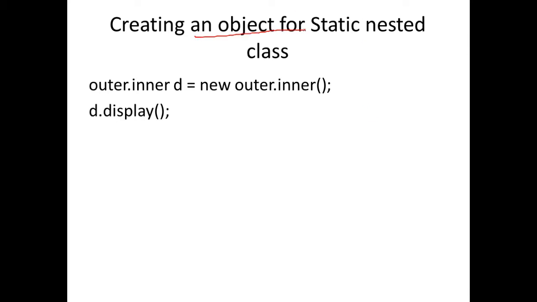So creating an object for a static nested class: whenever something is static, you don't need an object of the outer class. We just write Outer.Inner d = new Outer.Inner(). This is the nested class. You are seeing here we are not creating an object of the outer class. Directly we are able to create an object of the inner class. So there is no need to create an object of the outer class.